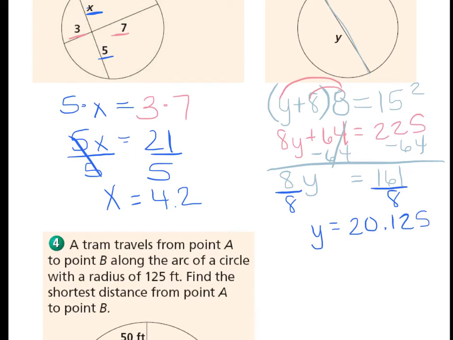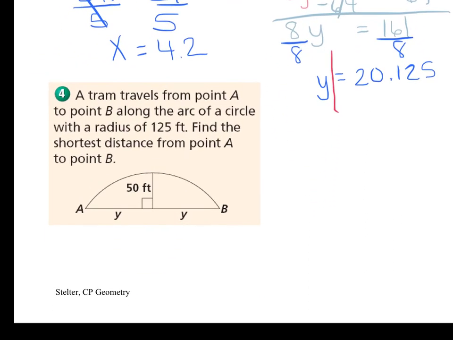And then number 4 is tricky. When you're doing this example here, well, it's not the last example, it's the second to last example. A tram travels from point A to point B along the arc of a circle with a radius of 125 feet. So basically when you're looking at this, if you completed this circle, the radius is 125, okay?